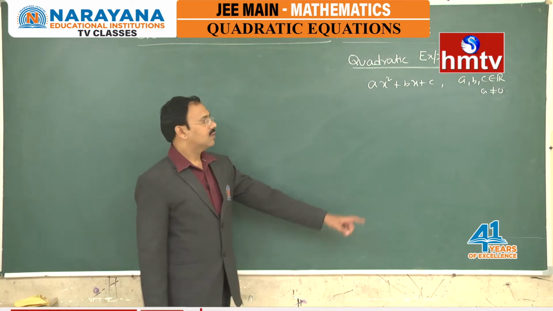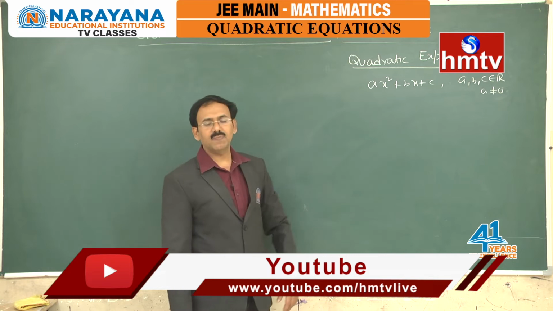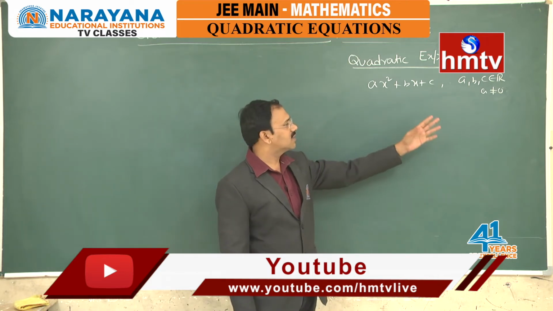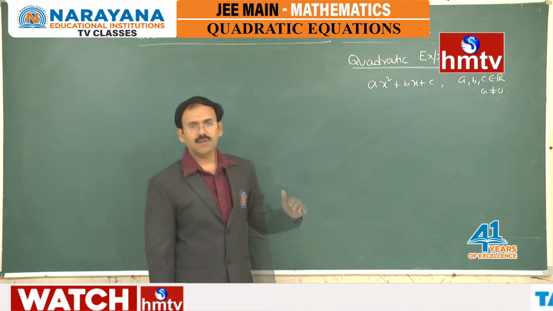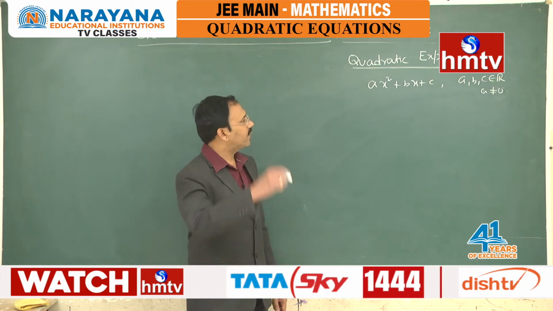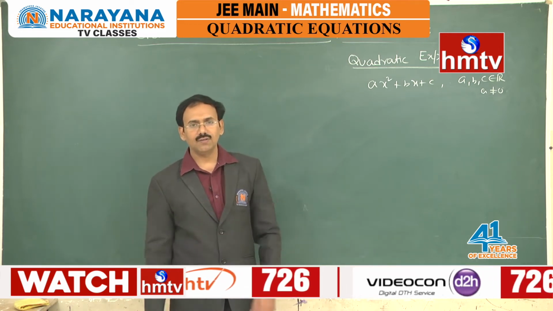A quadratic expression will be in the form ax² + bx + c. Here I am taking a, b, c as real numbers and a not equal to 0. You know that a quadratic expression is a function. Whenever you give some value for x, you will get some output value.